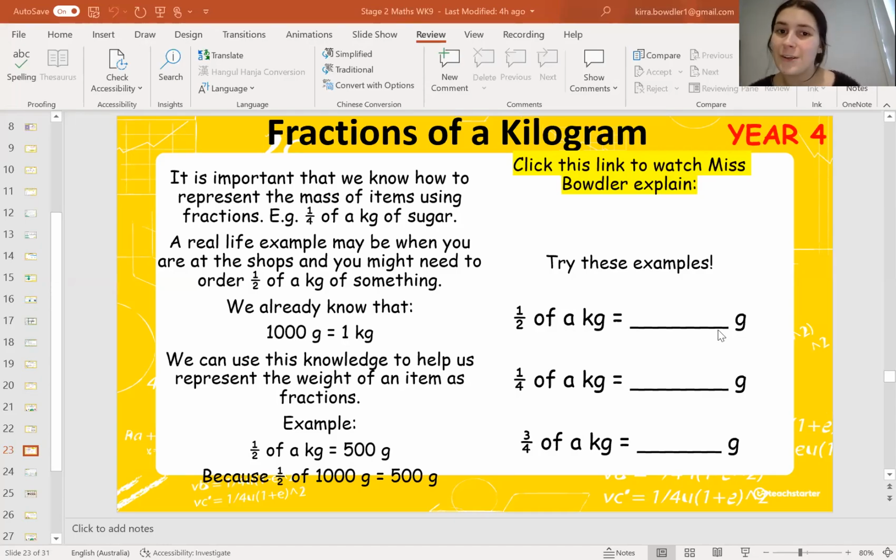Hi, Year 4. Today you're going to be looking at fractions of a kilogram. We already know that fractions are a part of a whole. So today what we're going to be doing is just using the kilogram as our whole, and we're going to be describing masses using fractions.